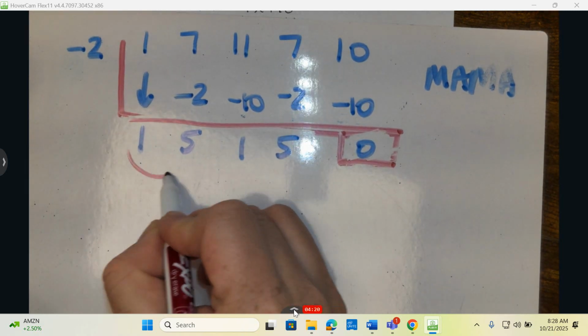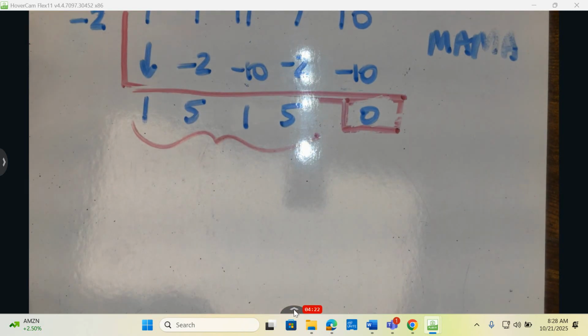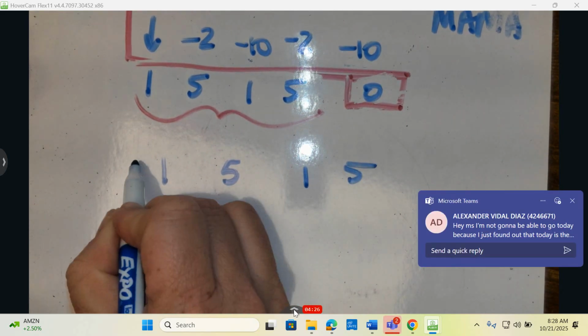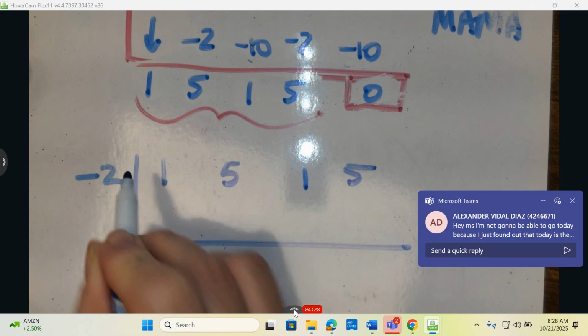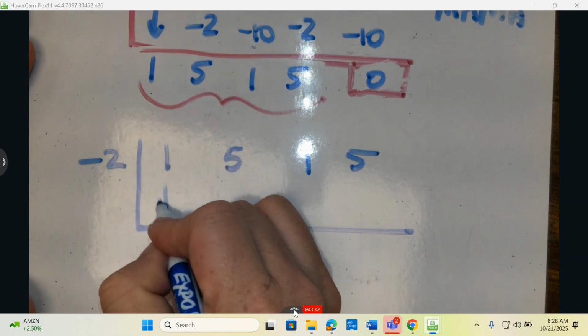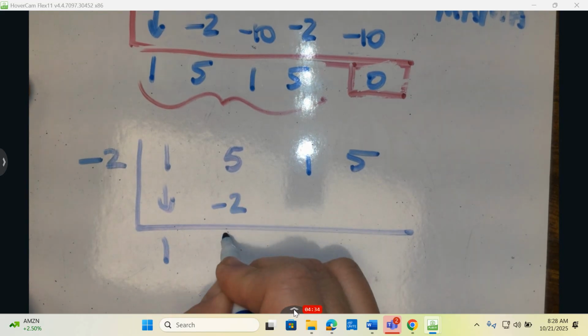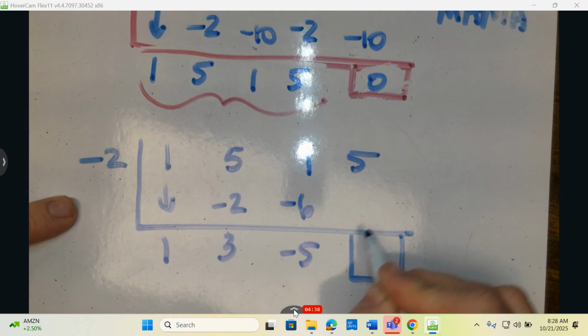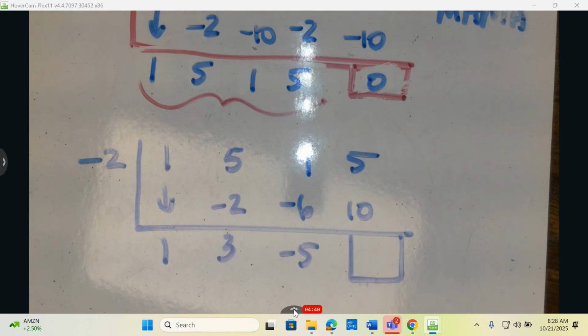So I'm taking this portion, not the remainder. I'm taking this portion, 1, 5, 1, 5, and I'm going to test negative 2 again because I know I need to find 3 other solutions. So I'm dropping down, multiplying and adding down, multiplying and adding down. Multiplying, that is not giving me a 0. Okay, so I've tested it once, it worked once, but it's not going to be a duplicate.